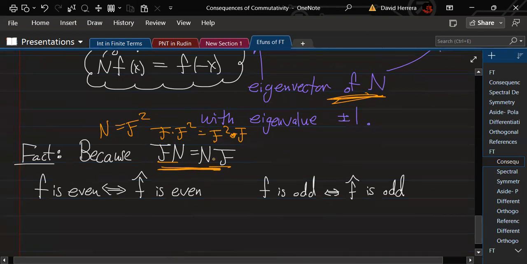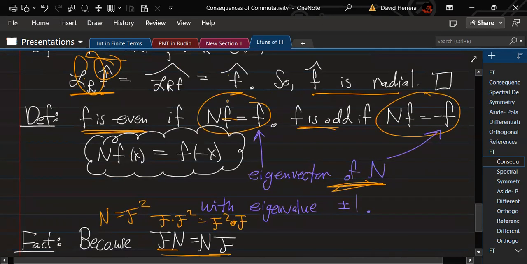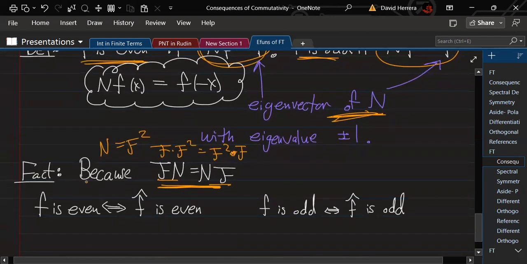So what it means to commute is that if you have a function that's an eigenvector or eigenfunction of n, then you apply a Fourier transform, it will also remain the same eigenfunction. Now, being the same eigenfunction is the same thing as being even or odd in this case for n. So if we have a function that's even, its Fourier transform is even. If we have a function that's odd, its Fourier transform is odd.